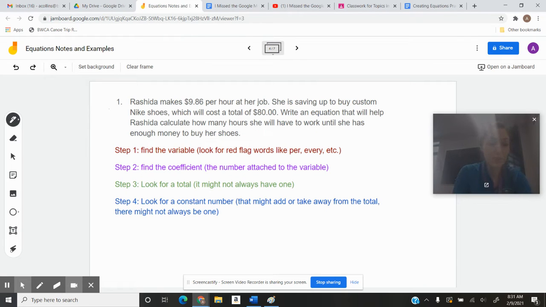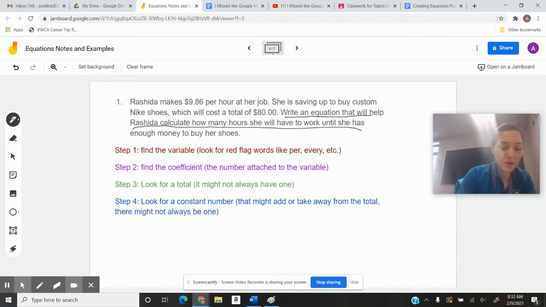Okay, so starting with number 1, Rashida makes $9.86 per hour. She is saving up to buy custom Nike shoes, which will cost a total of $80. Not too bad for custom shoes. Write an equation that will help Rashida calculate how many hours she will have to work until she has enough money to buy her shoes. So this is telling me how to set up my equation. I need to figure out how many hours she has to work until her paycheck is enough to buy her shoes.